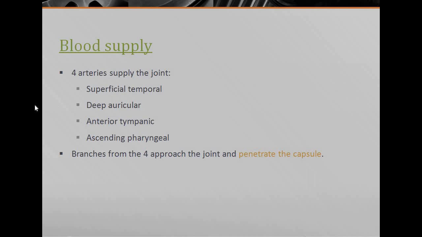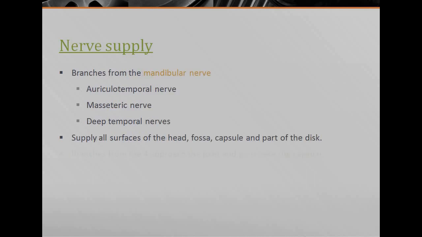Now we'll go to the blood supply. There are four arteries which supply the joint: the superficial temporal artery, deep auricular artery, anterior tympanic artery, and ascending pharyngeal artery. These are the four arteries which supply the temporomandibular joint. All these four branches approach the joint and penetrate the capsule before supplying the joint cavity.